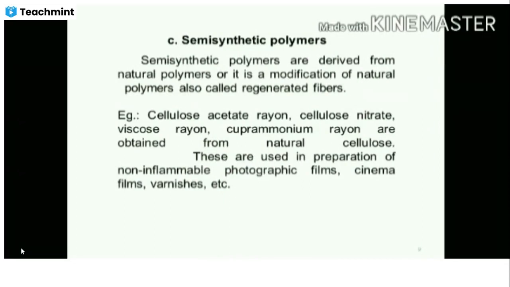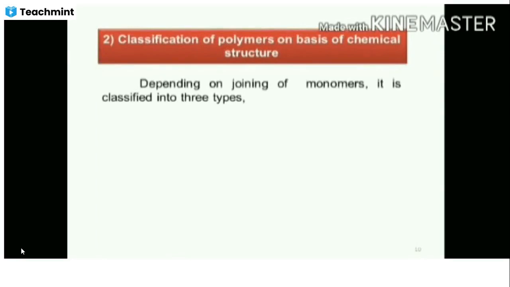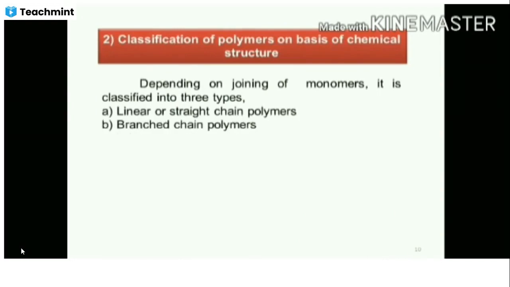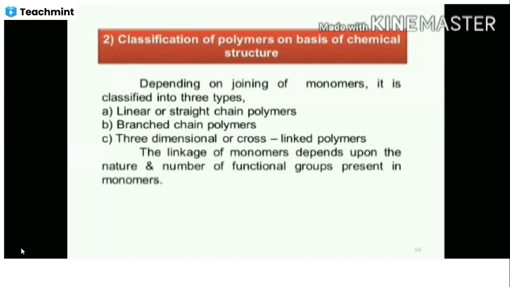Second broad type is classification of polymers on the basis of chemical structure. Now, depending on joining of monomers, it is classified into three types: A. Linear or straight chain polymers; B. Branch chain polymers; C. Three-dimensional or cross-linked polymers. The linkage of monomers depends on the nature and number of functional groups present in the monomers.